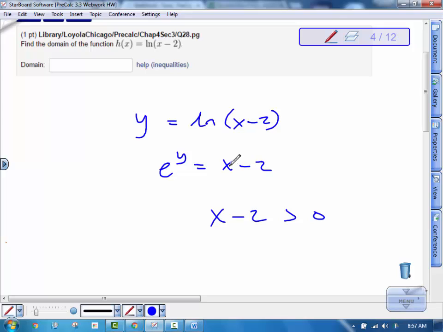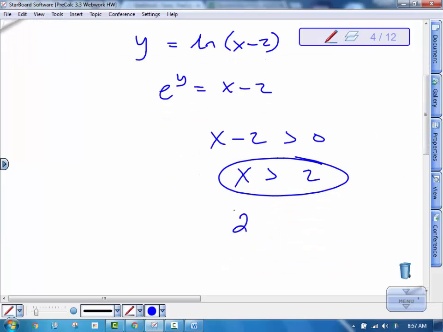because you can't raise this and get a negative number or 0 for that matter. So I can add 2 to both sides and get x is greater than 2 as my domain. Now they want us to write that as an inequality, so let's do 2, not including 2, all the way to positive infinity, and maybe write infinity enough for there instead.